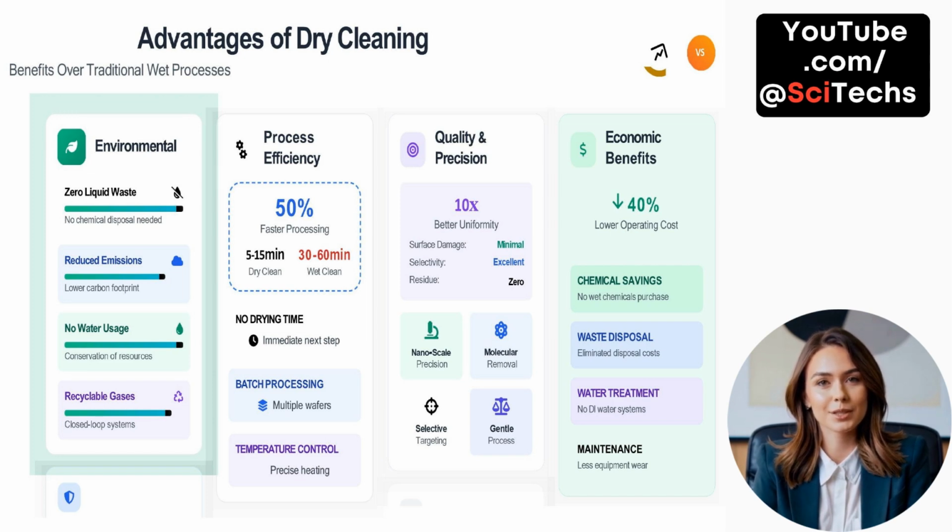In terms of quality, dry cleaning delivers 10 times better uniformity, with minimal surface damage, excellent selectivity, and essentially zero residue. It provides nanoscale and molecular level removal, with selective targeting and gentle processing. Economically, dry cleaning reduces operating costs by up to 40% through chemical savings, elimination of waste disposal needs, and reduced water treatment and maintenance requirements.